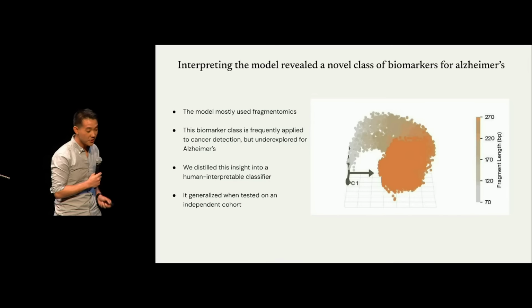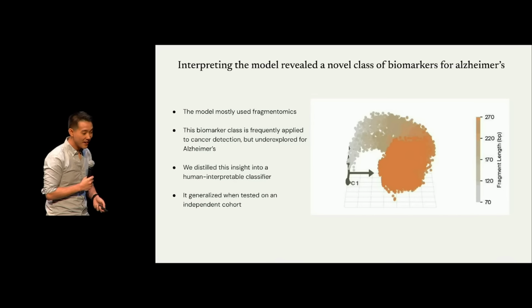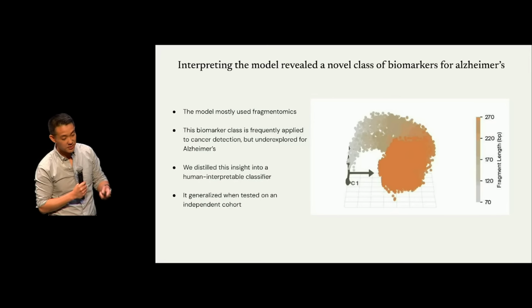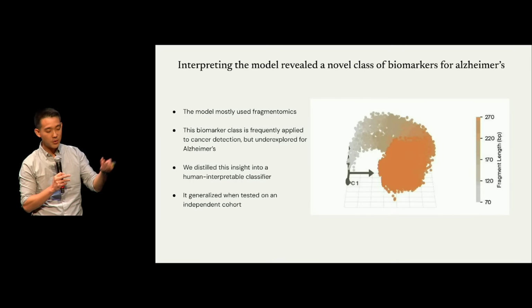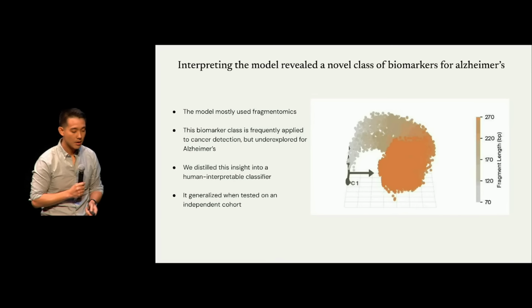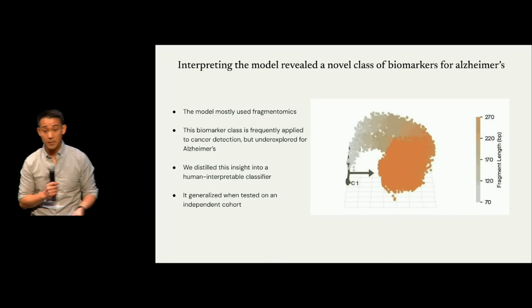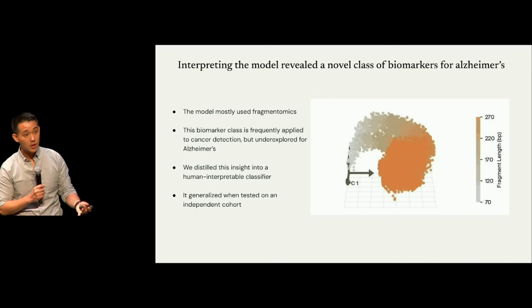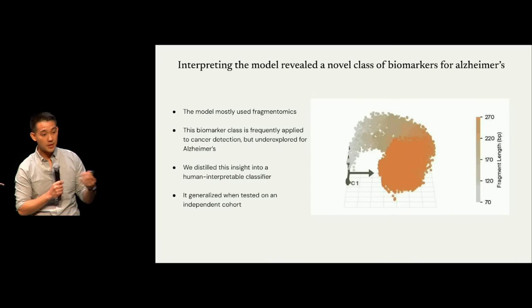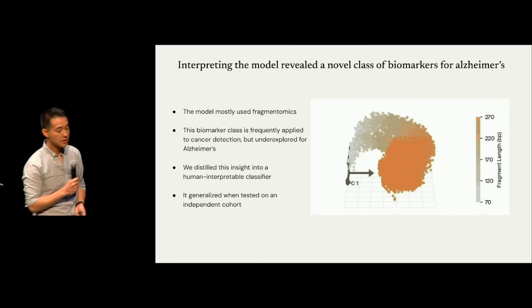This was published in the New York Times a few months ago, and it generalized when tested on an independent cohort. And how it actually represented this fragmentomic signal is in this kind of half donut manifold shape that represented fragment length. And so we needed to both develop the tools in order to extract manifold computations from models, as well as understand exactly what it was doing, which was representing fragment length.